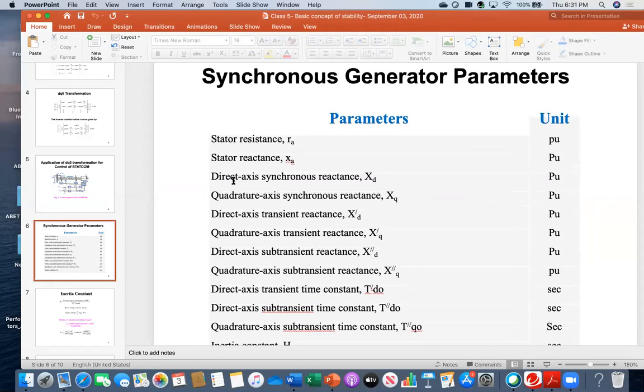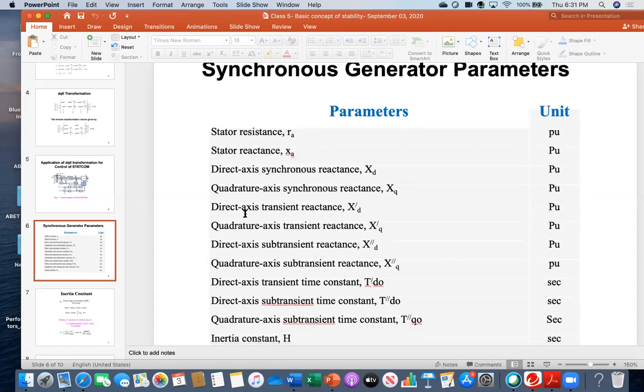After that, it starts with direct and then quadrature. Everything is expressed in terms of the d-axis and q-axis. So direct axis synchronous reactance and quadrature axis synchronous reactance, Xd and Xq. Direct axis transient reactance. You all know the transient, subtransient, and steady state values, because any transient might happen in the power network. Accordingly, those reactance values change. That's why there is the direct axis transient reactance, Xd prime.